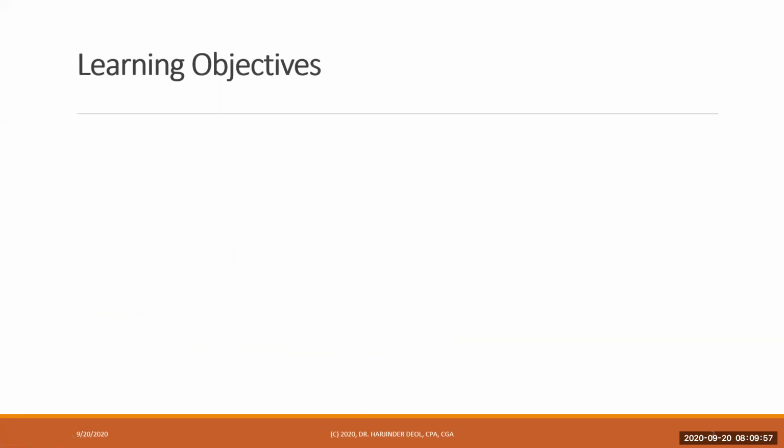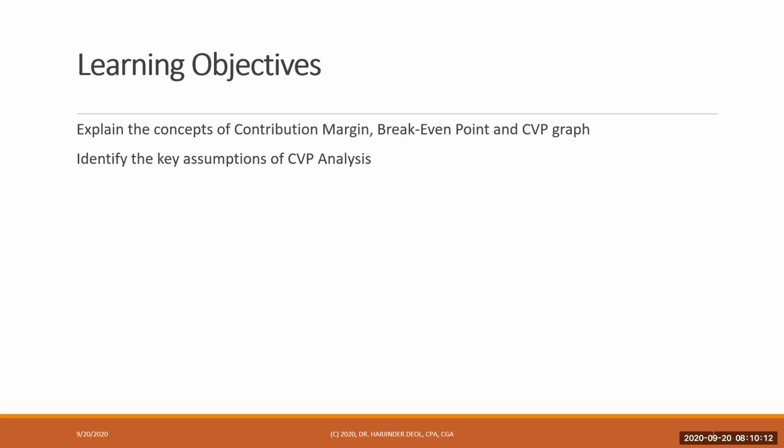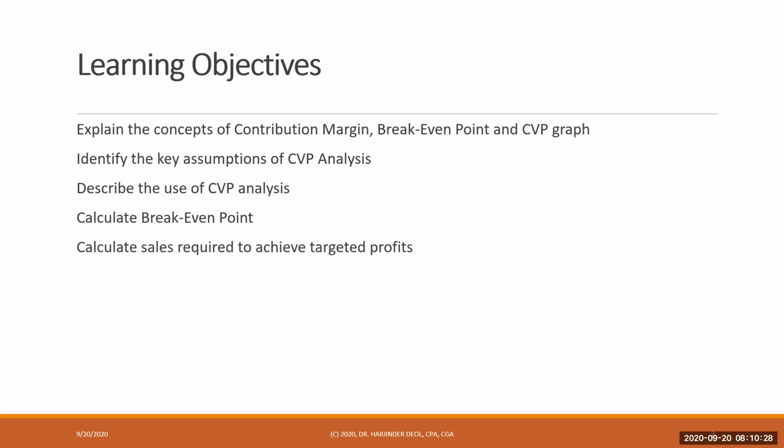Our learning objectives for this chapter include the ability to explain the concepts of contribution margin, break-even point, and cost, volume, profit graph, to identify the key assumptions of cost, volume, profit analysis, to describe the use of cost, volume, profit analysis, calculate break-even point, calculate sales needed to achieve targeted profits, define and calculate margin of safety, and calculate operating leverage.